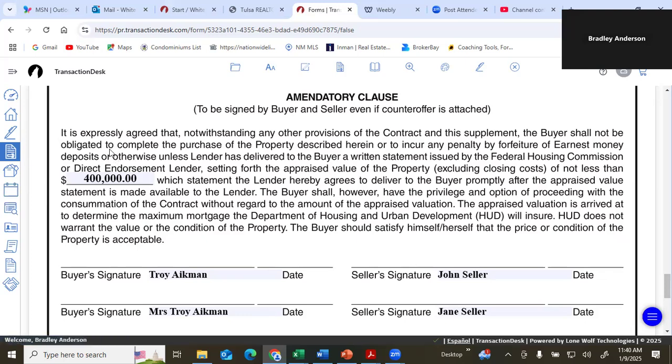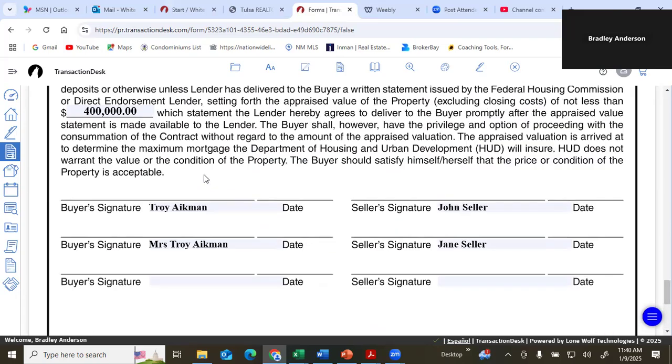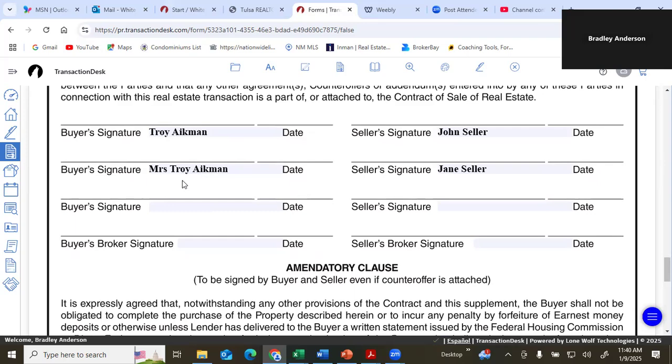Okay. And because this is separate language required by the federal government, there are signatures required, and that's where that goes. Okay. So a couple of unique items when it comes to an FHA loan.